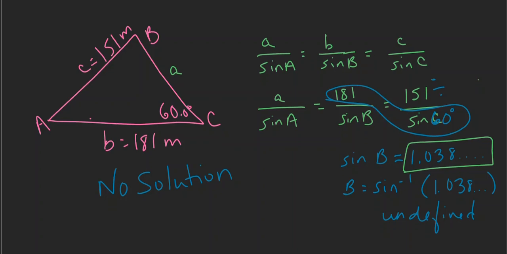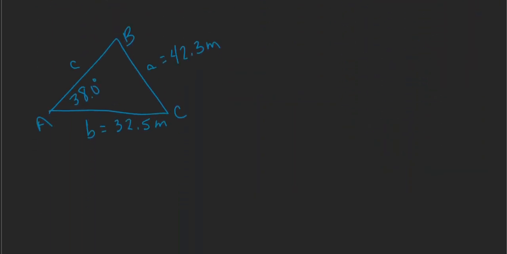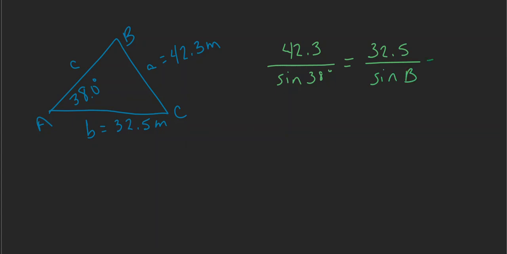So let's move on to the next situation. I have a second triangle drawn. I have angle A and I have side B. So I'm going to set up my law of sines. 42.3 over sine of 38 degrees. I have 32.5 over sine of angle B. And I have c over sine of C. As I look at this, it looks like I can solve for angle B first.